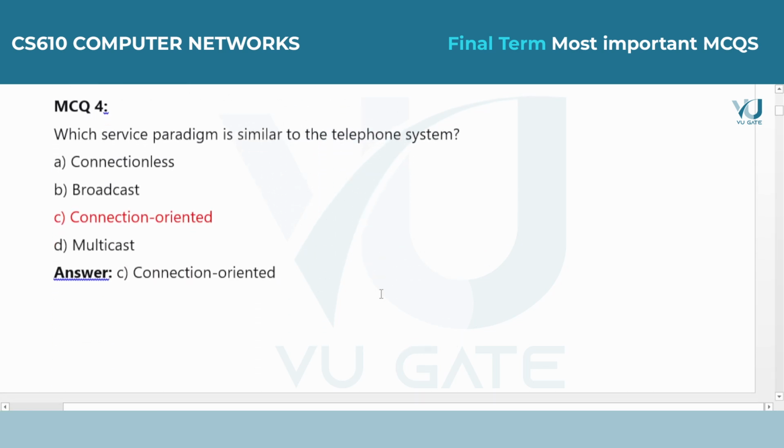by headers. MCQ 4. Which service paradigm is similar to the telephone system? Answer: C, connection-oriented. Concept: just like a phone call, a dedicated path or connection must be established before data can be exchanged between the sender and receiver.